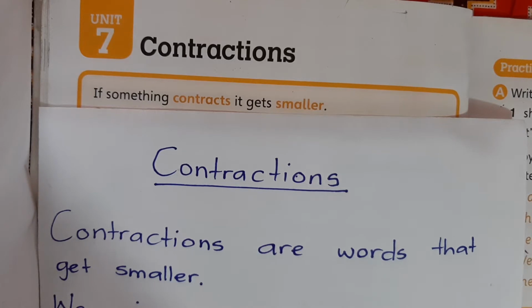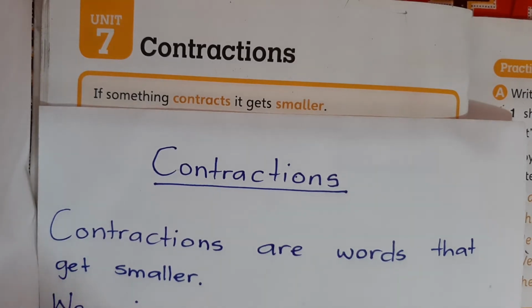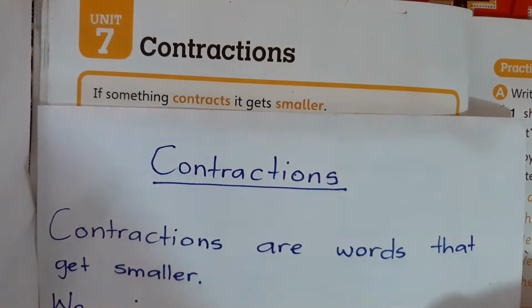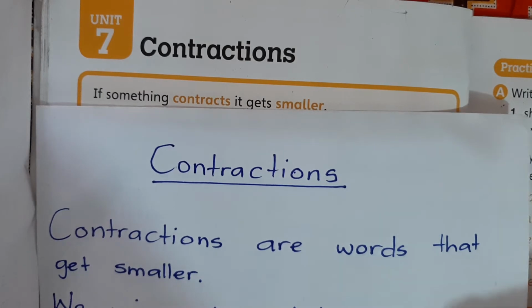Today we want to talk about contractions. And for that, we are going to use our Nelson grammar book, pages 18 and 19. So, what is a contraction? Contractions are words that get smaller. When something contracts, it gets smaller.